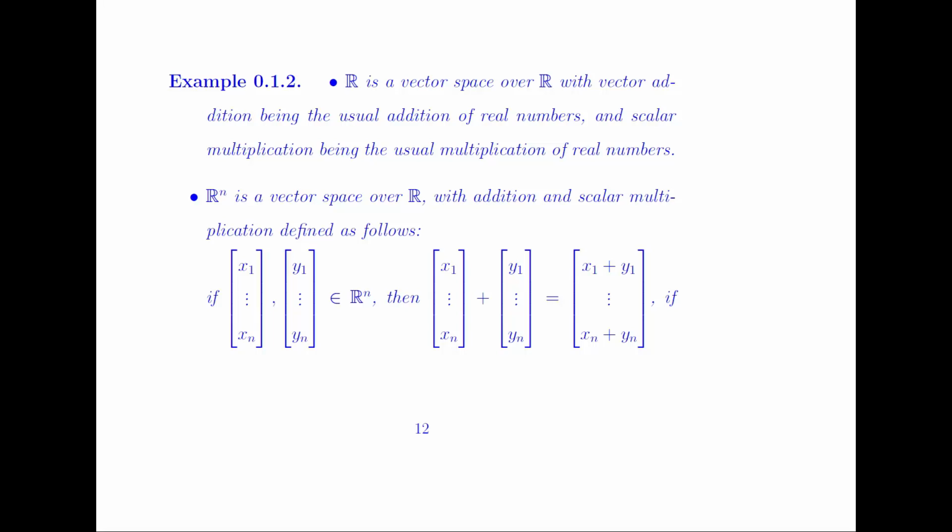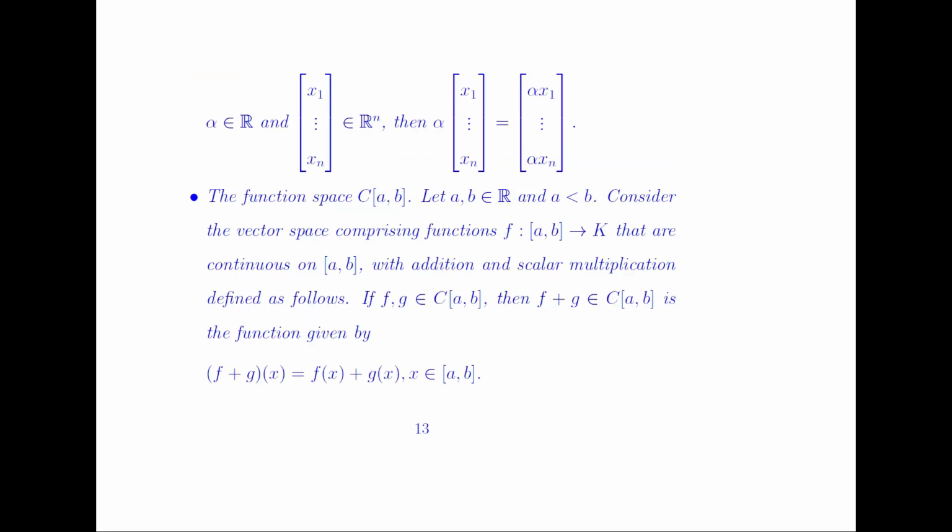the addition and scalar multiplication defined as follows. We consider the vectors, the n-tuples x1 to xn and y1 to yn, belonging to Rn. If we go with the addition, the corresponding elements are added up, and similarly for the scalar multiplication, we have alpha x equal to alpha x1, alpha x2, and so on up to alpha xn.